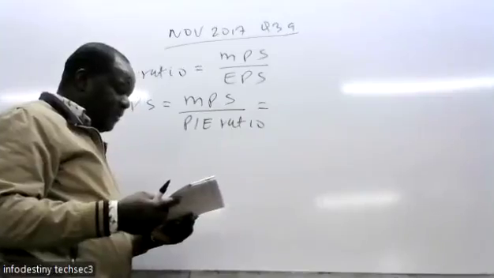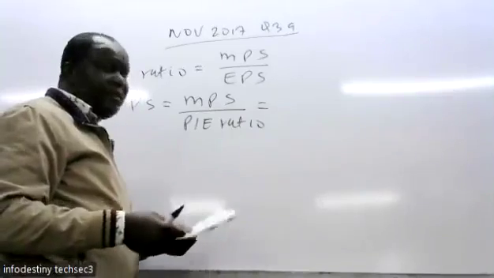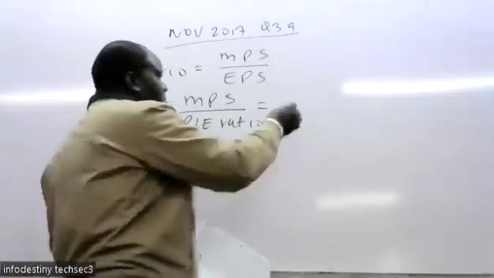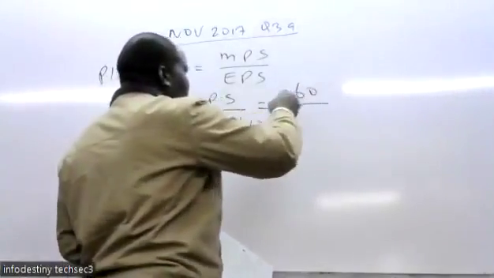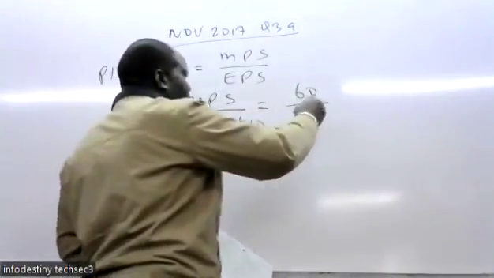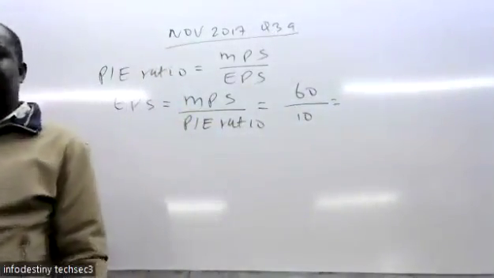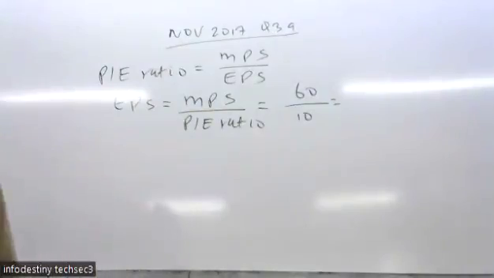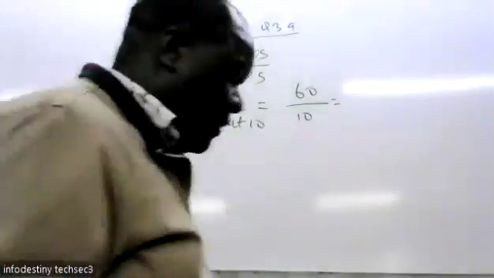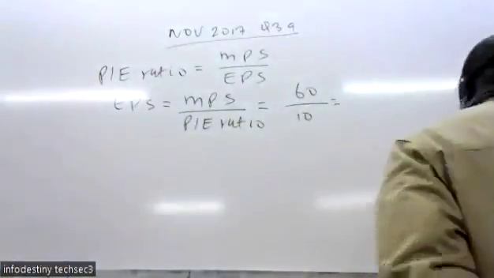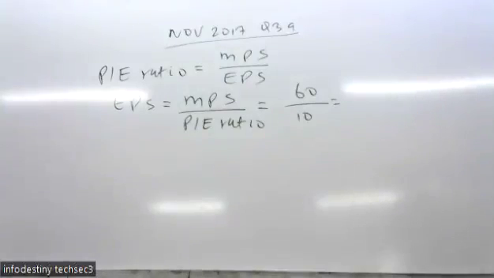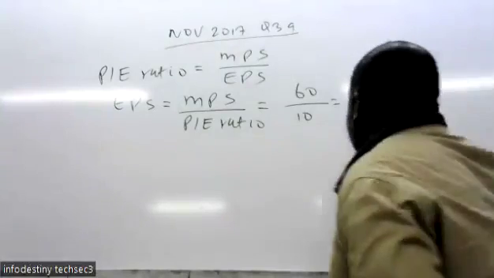Market price per share was given as 60. Price earning ratio was given as 10. So when you take 60 divided by 10, it should give you which figure? It will give us 6.